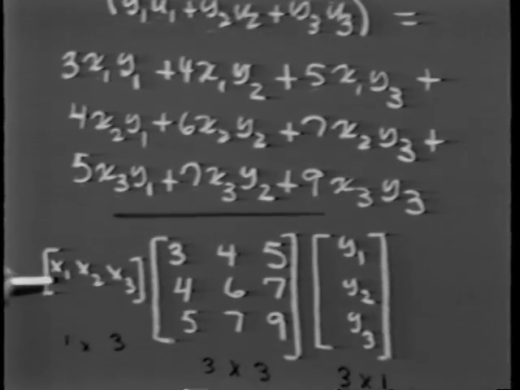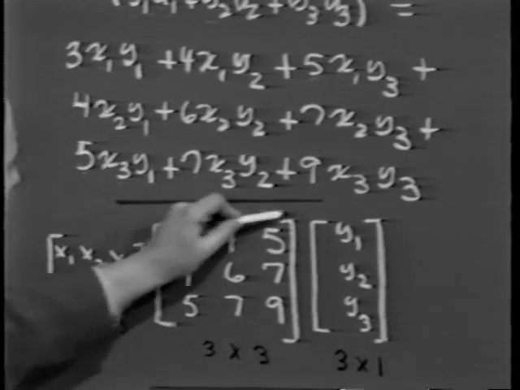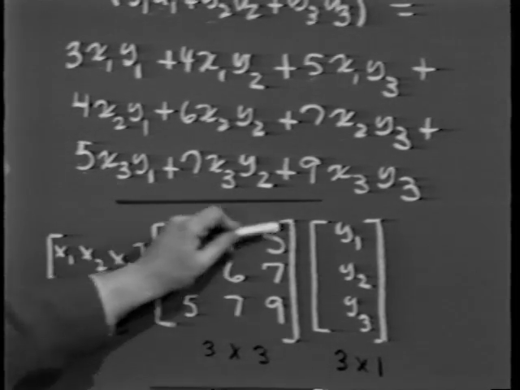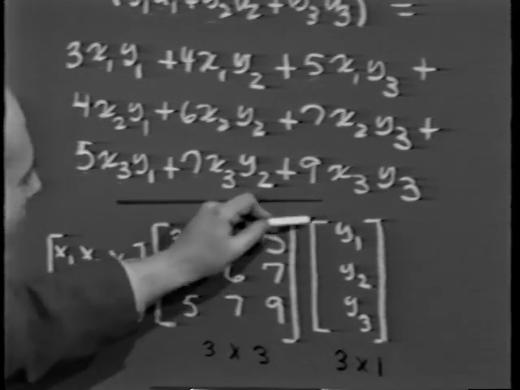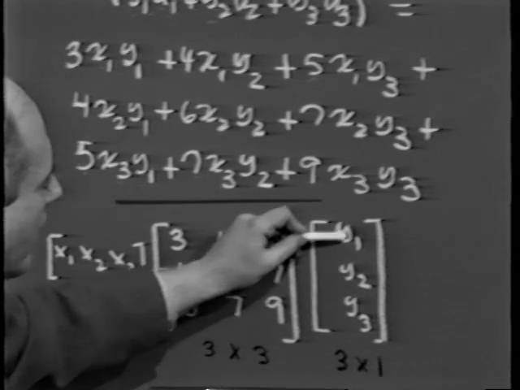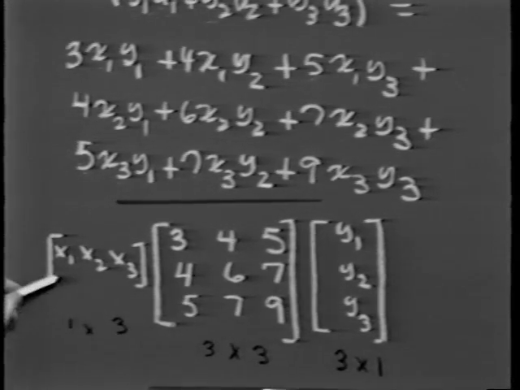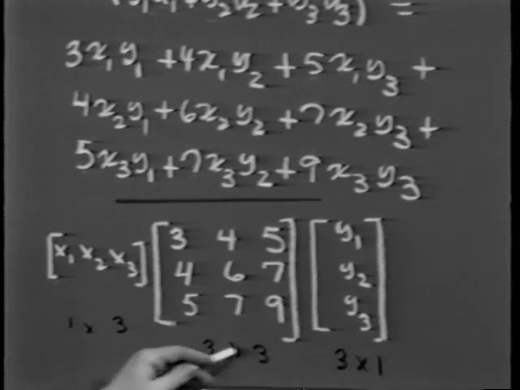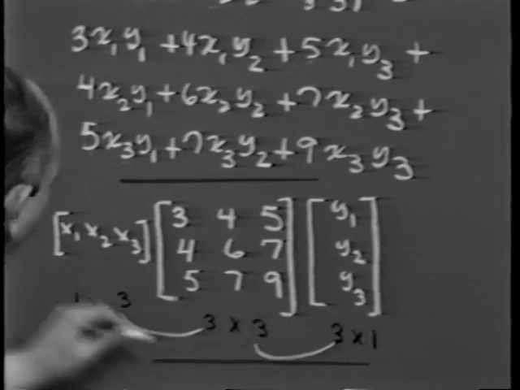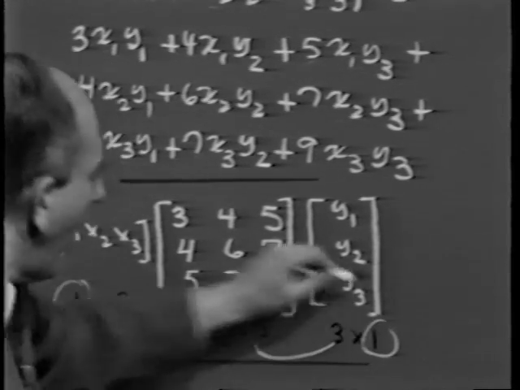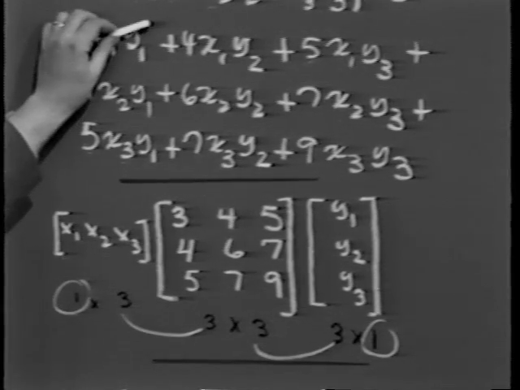I write the row matrix x1, x2, x3, multiply that by the 3 by 3 matrix 3, 4, 5, 4, 6, 7, 5, 7, 9, and multiply that in turn by the column matrix y1, y2, y3. As a quick check, notice that this is a 1 by 3 matrix, this is 3 by 3, this is 3 by 1, and consequently this will be a 1 by 1 matrix, or a number. What number will it be? It will be this number here.